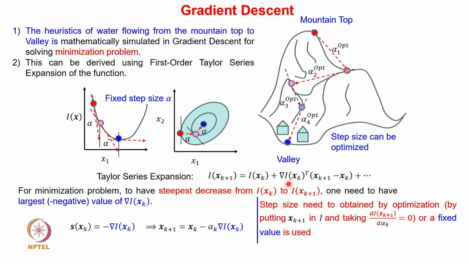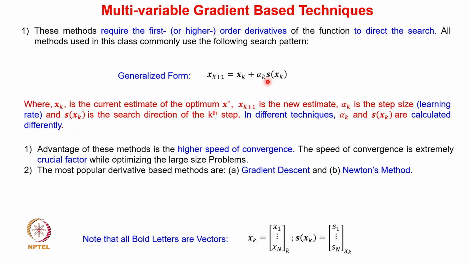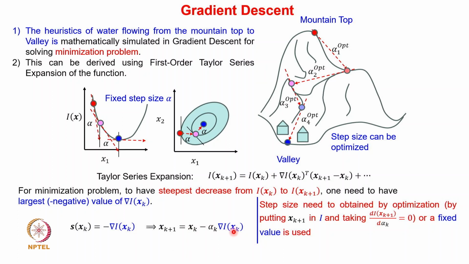So negative of del I(xk) is used as a direction here, isn't it? And if we put this direction in the original equation, you can see that xk+1 is given as xk minus del I(xk) into alpha k. So we get the expression for gradient descent. That is what we have obtained. In this case you can see that alpha k is a step size, and this step size is varying.